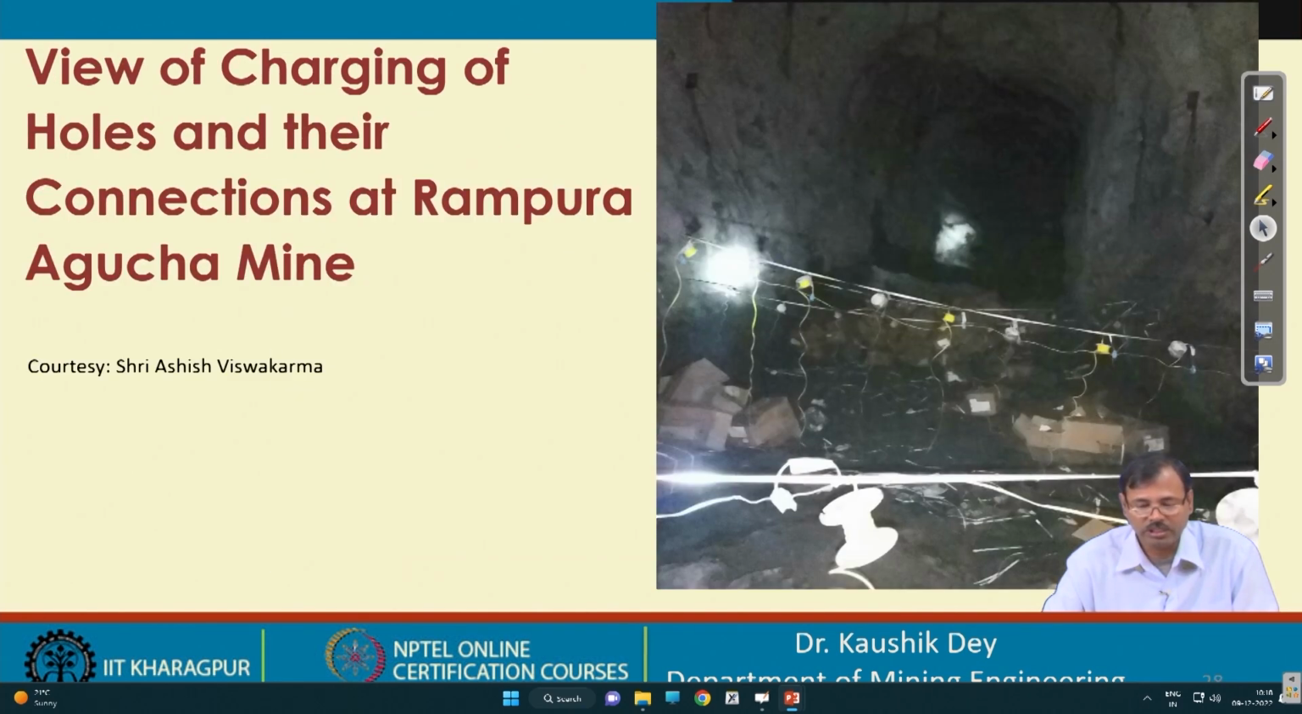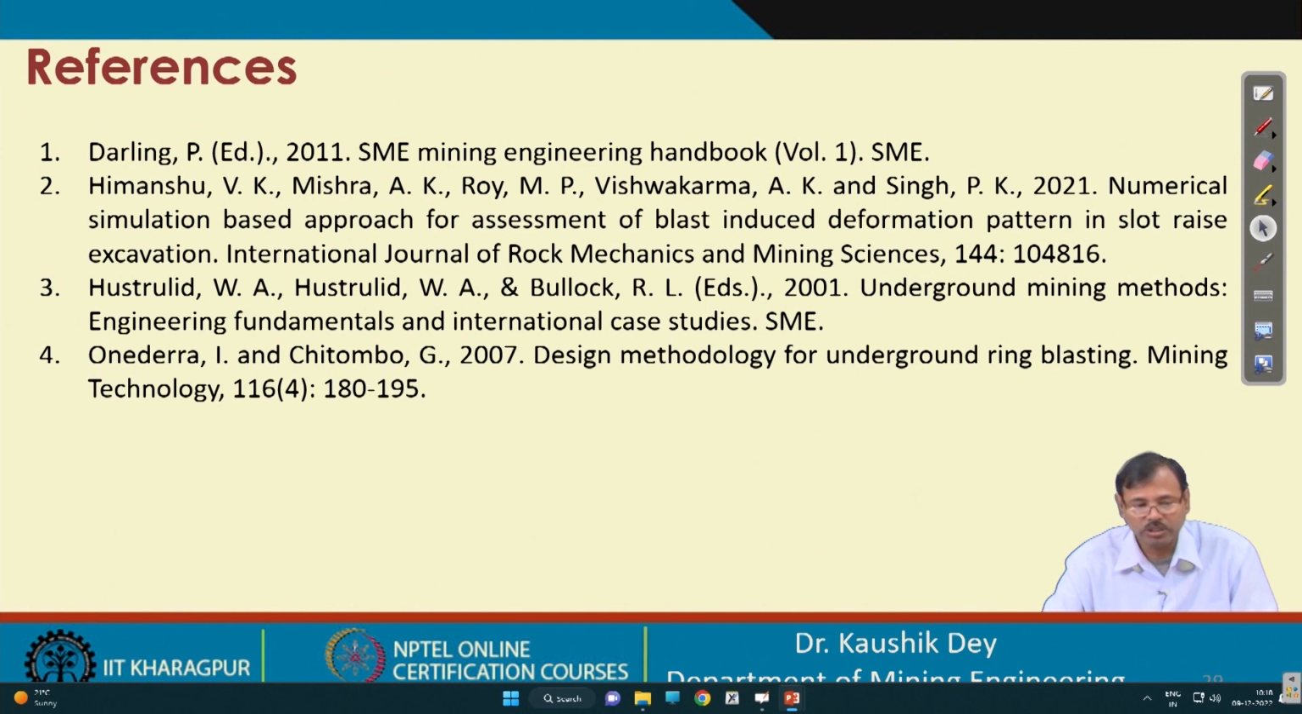This is some of the charging figures. This is a very important one. One can see how deep it is, from the upper level to the lower portion. One can see the burdens also, how the burdens are looking in this. So, this is very important, and these are the references. So, this is more or less all about ring hole blasting.